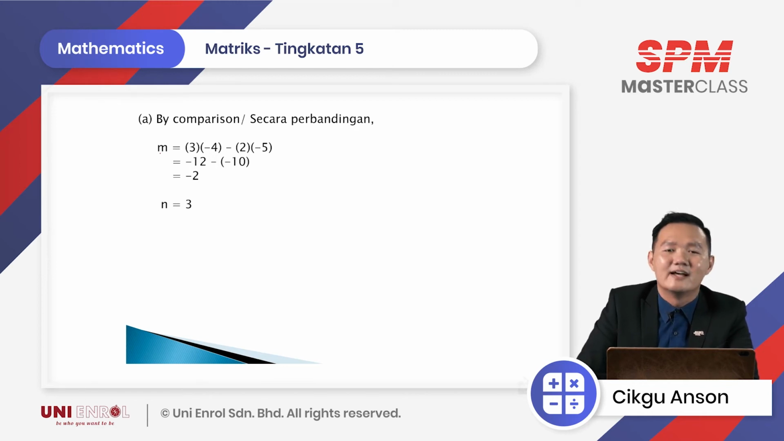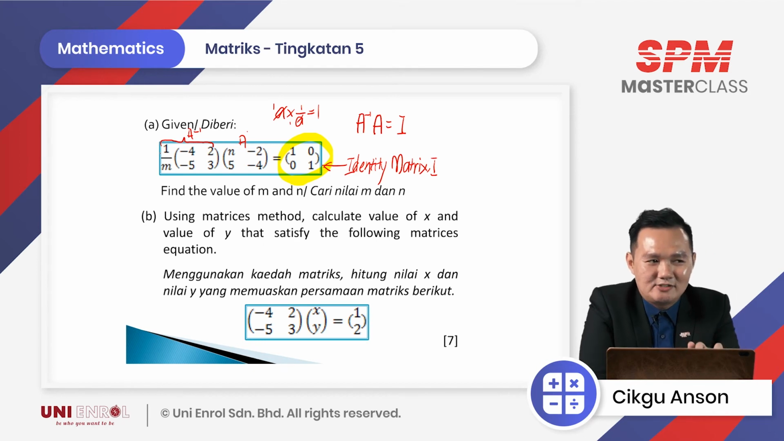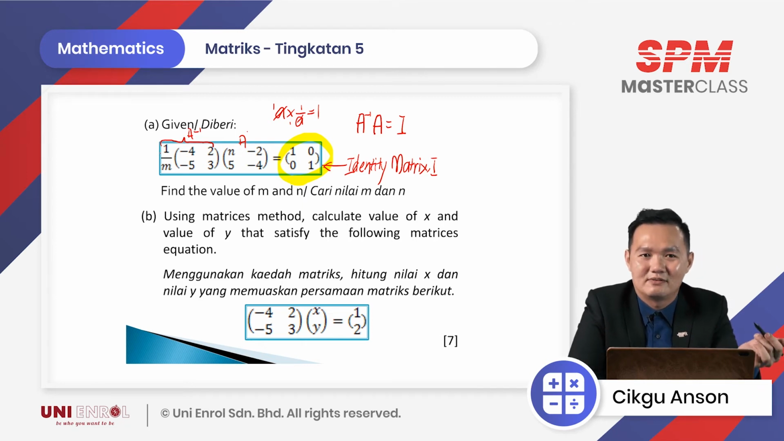Too fast for you to see, right? Never mind, I rewind back for you to see. The matrix A is M, -2, 5, -4, and then the inverse is -4, 2, -5, 3. Because you've forgotten the formula, right?